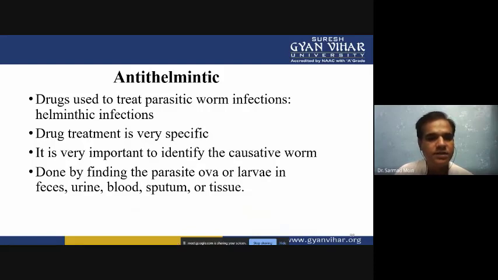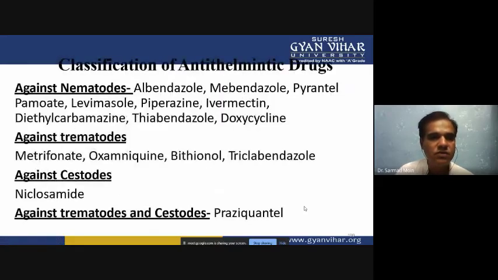So we find the parasite, its ova or larva, in the feces, urine, blood, sputum, or other tissues by microscopic identification or other latest techniques like PCR and ELISA. But we have to first identify the parasitic infection, and only then treat with anti-helminthic drugs.